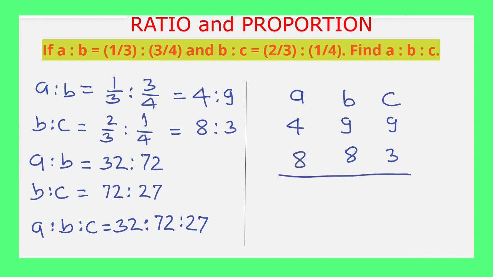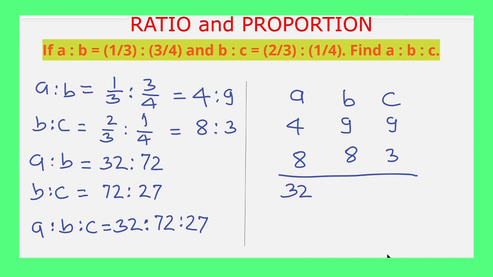Now what we have to do for the shortcut? We have just to multiply the digits below A, which are 8 and 4. Similarly, we have to multiply the digits below B, which are 9 and 8, and the digits below C, which are 9 and 3. And we will get our answer. 8 times 4 is 32.